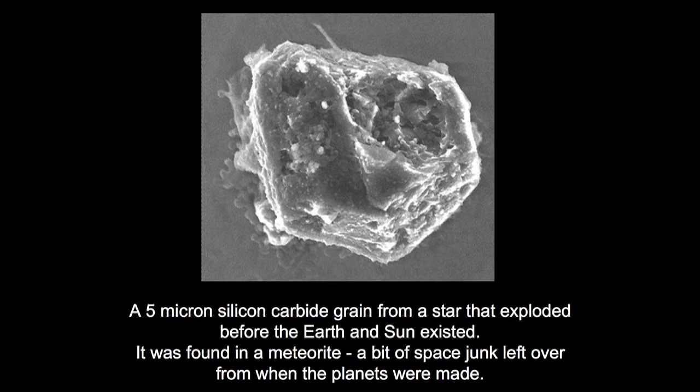And just to finish off, the carbon that makes us up comes from stars that exploded before the solar system was made. That carbon went into the Earth, it came out as carbon dioxide, it got used by plants to make food that we eat. And this little object here is just 5 microns across. It's made of silicon carbide, and this came from a meteorite, a little bit of leftover space junk from when the solar system was formed. And this is a tiny grain of silicon carbide that came out of an exploding star. And we have it still to examine to this day.